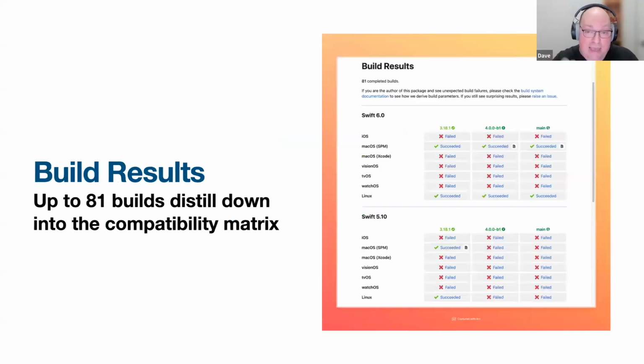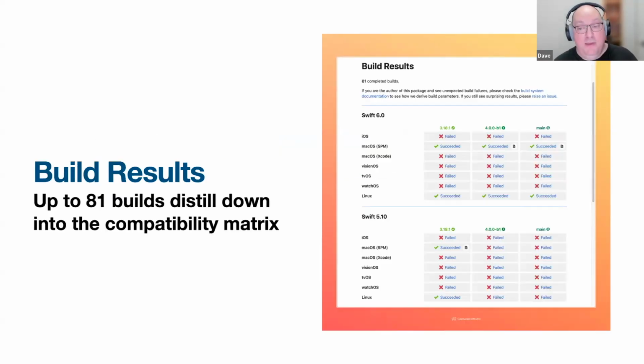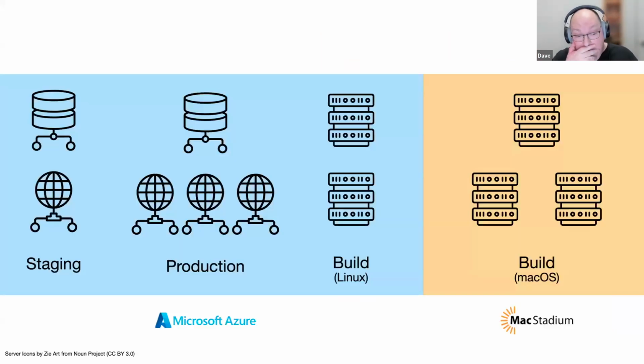And in fact, to get those build results, like I showed you before in the demo, this is the page of every individual build. But you can see that for a package that has 3 versions, so a release version, a beta or a pre-release version, and the default branch, it can take up to 81 builds to create this matrix of compatibility. So there's a lot of work behind the scenes going into that chart.